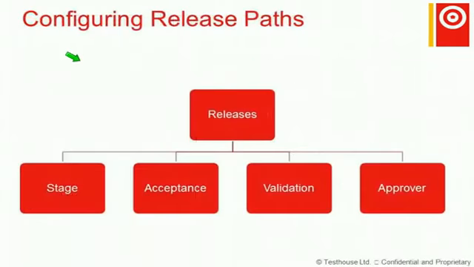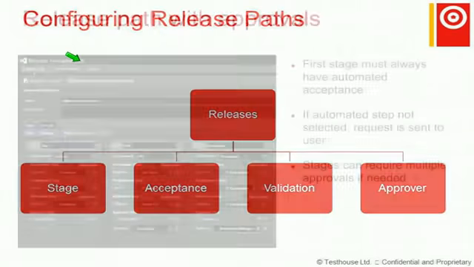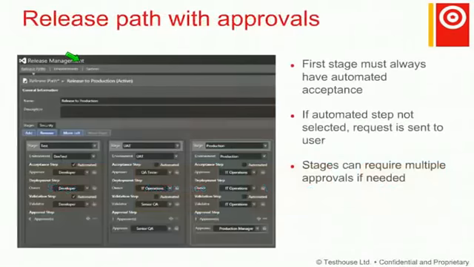So you need to configure the release path once all that's configured and set up. And you link the stages, the acceptance criteria, the validations and approvers. And here you can see there's one set up. So here, the first stage and test always has an automated acceptance. That means the first release gets deployed in your sys-test or dev-test platform automatically and sends an alert out to say it's ready to be tested if you've requested for validation.